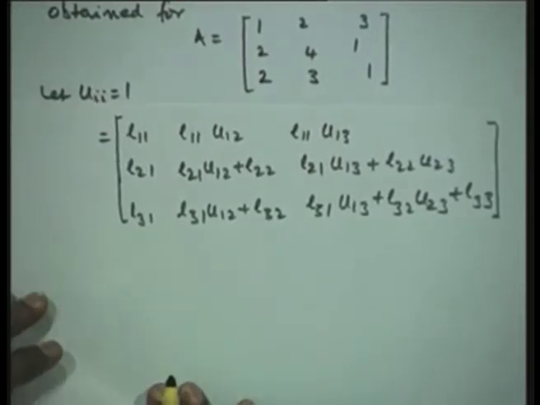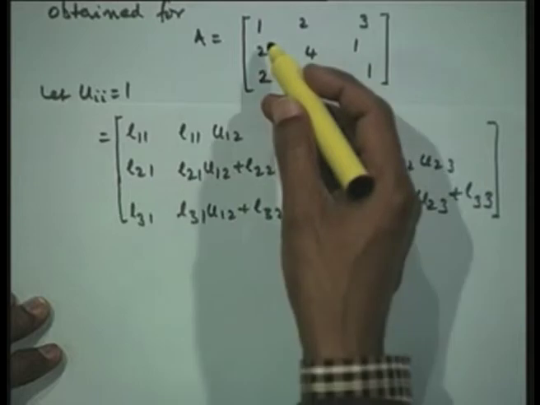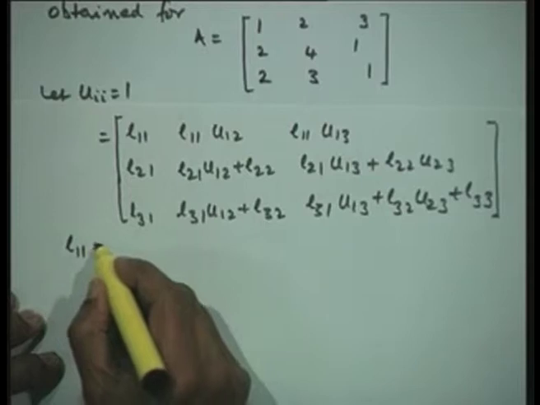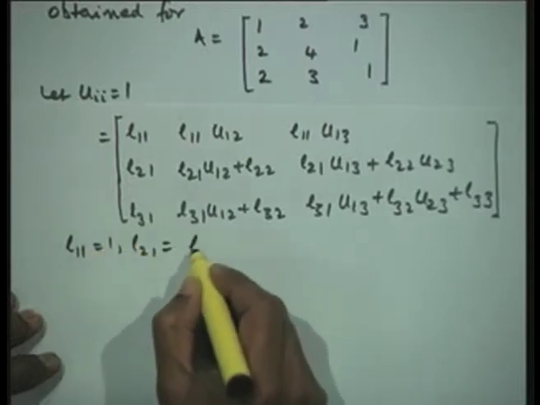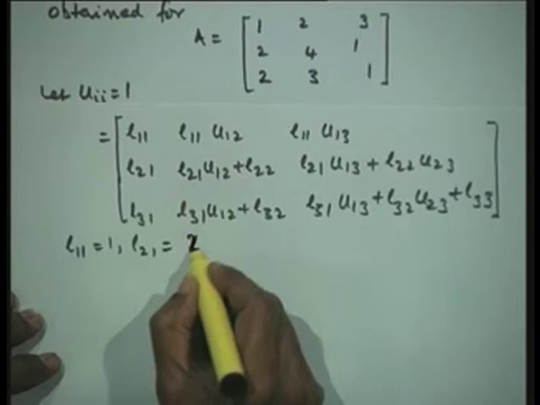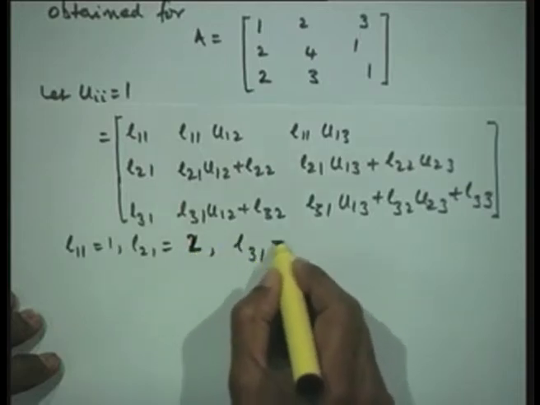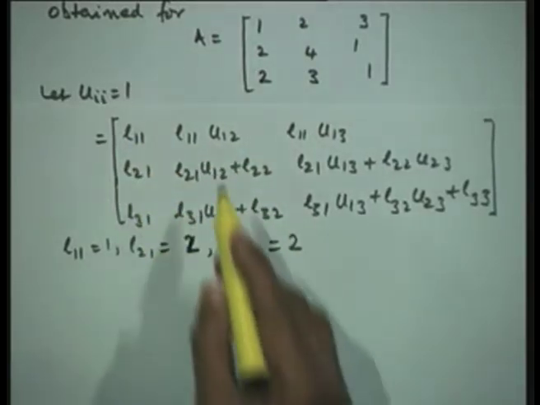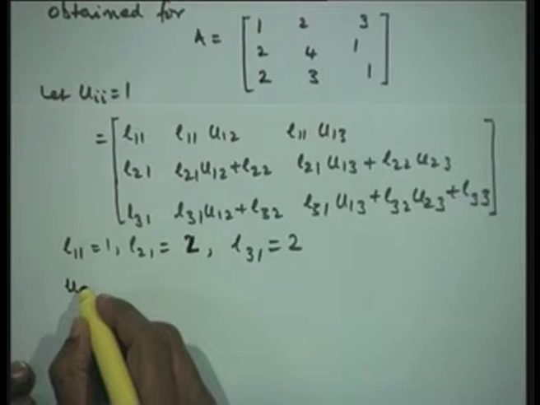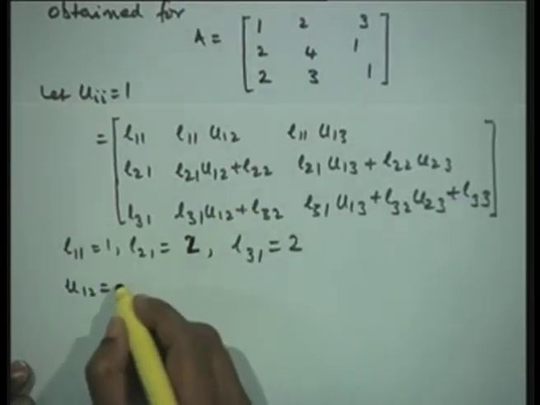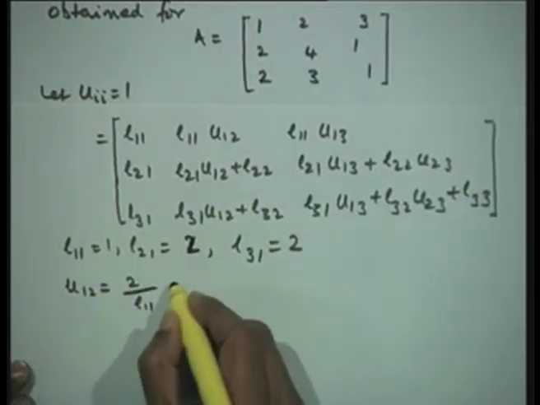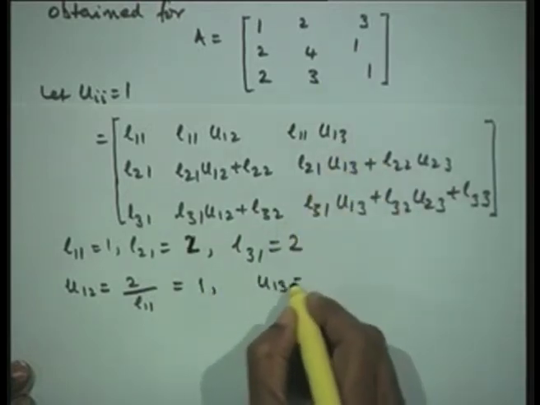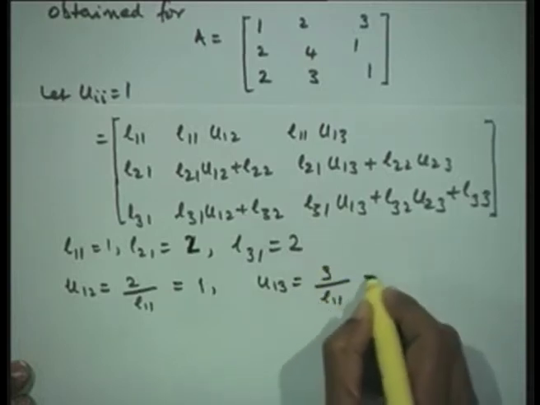Now, this is the product of our L and U, which I would compare with the elements of A. So, I know the first column is the same: L21 is 2, L31 is equal to 1. Now, let us determine these two elements. U12 is equal to 2 divided by L11, that is equal to 2. U13 is 3 divided by L11, that is equal to 3.